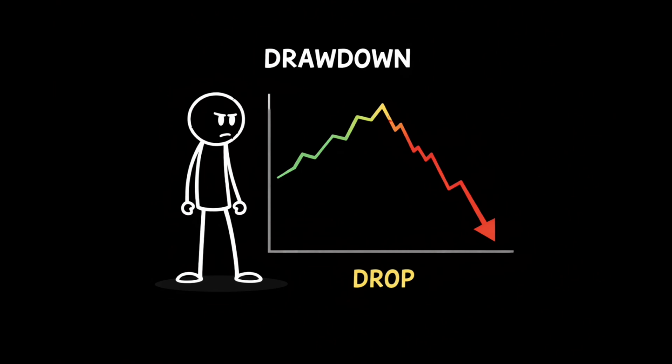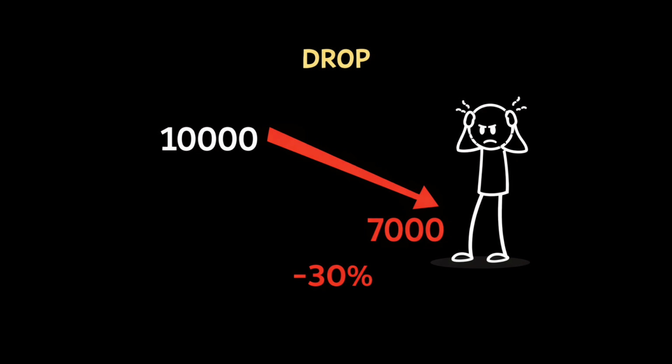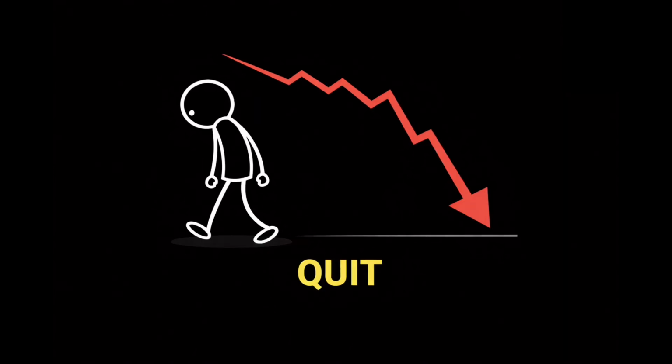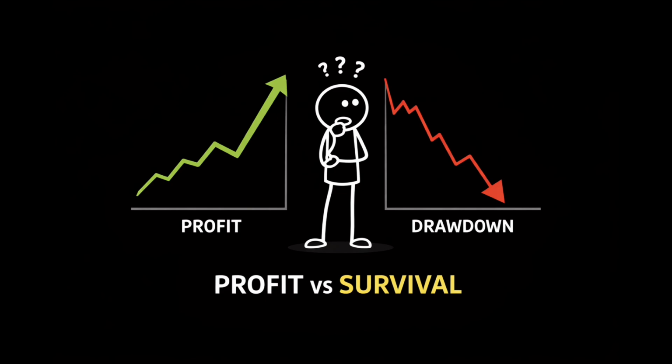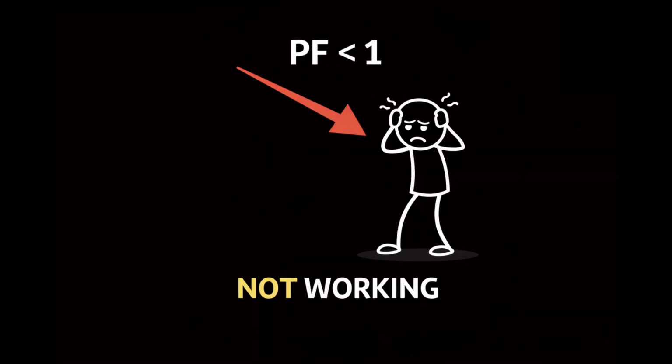Now drawdown. Drawdown means how much your capital falls from its peak. For example, 10,000 to 7,000. That's 30% drawdown. Drawdown tells you how much pain you can handle before recovery. If drawdown is too high, most traders quit. So always remember, profit shows potential, but drawdown shows survivability. Now for the 1 hour time frame, all settings failed. Overall loss. Profit factor below 1, which means this strategy does not work here.